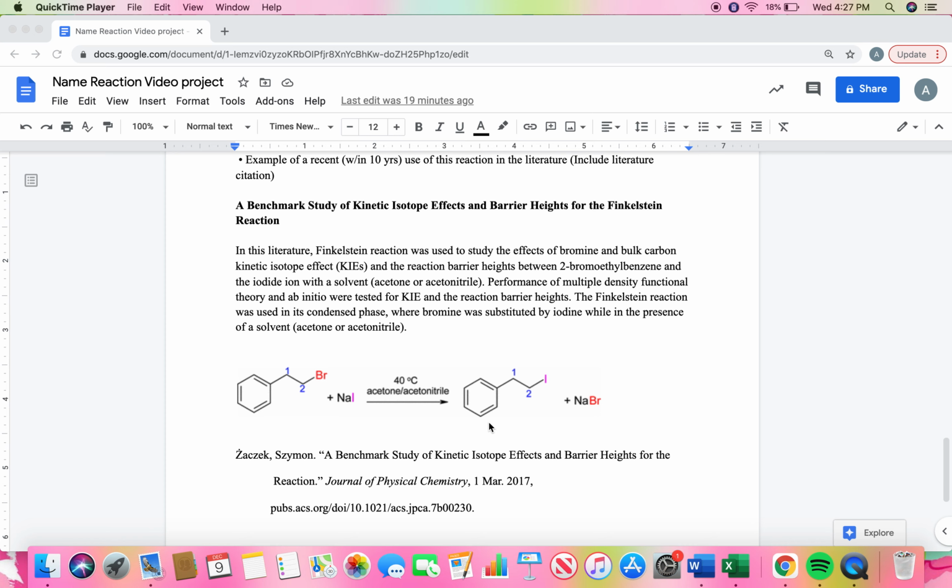acetonitrile. Multiple density functional theory methods were used, and the Finkelstein reaction was used in its condensed phase, where bromide was substituted by iodine while in the presence of a solvent. So here is the mechanism that they used for this article and study. You can see the bromine got switched out in exchange with the iodine.